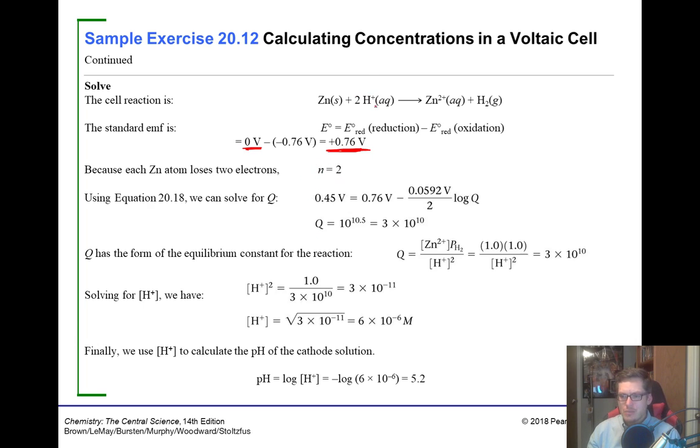We also know that the n value equals 2, because we have this change from 0 to positive 2, so we're losing or gaining 2 electrons per half reaction. So our n equals 2. They give us the 0.45.